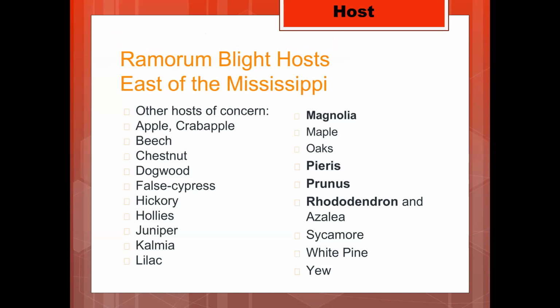So on the East Coast, some of the hosts that we need to be concerned about, these are just a few that we picked up. Some of the big ones obviously are similar in both coasts. Magnolia showed up on the list in addition to rhododendron and azalea, Prunus species, which are so popular in the landscape, and Pyrus and Kalmia, which I think of as more the Carolinas and the South up the eastern seaboard. All of these are really good hosts.